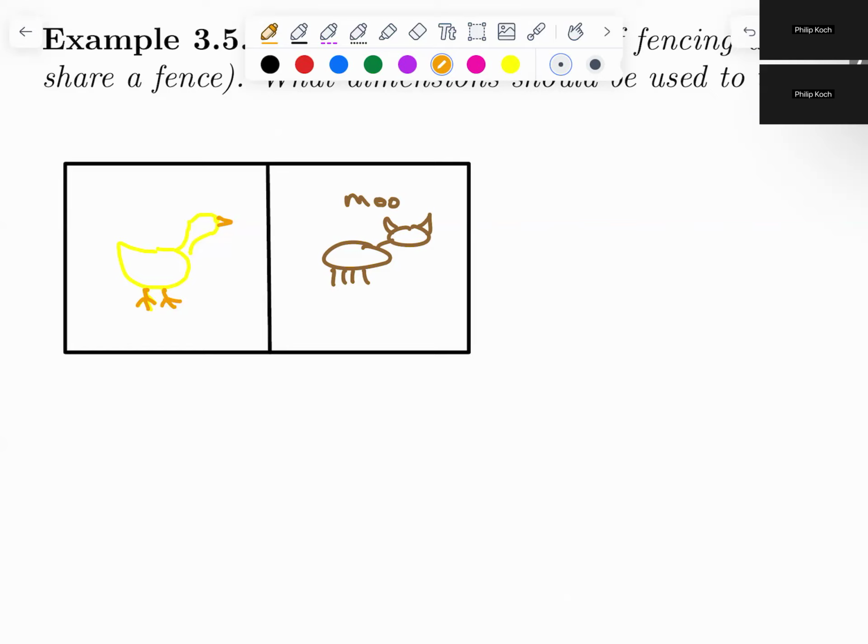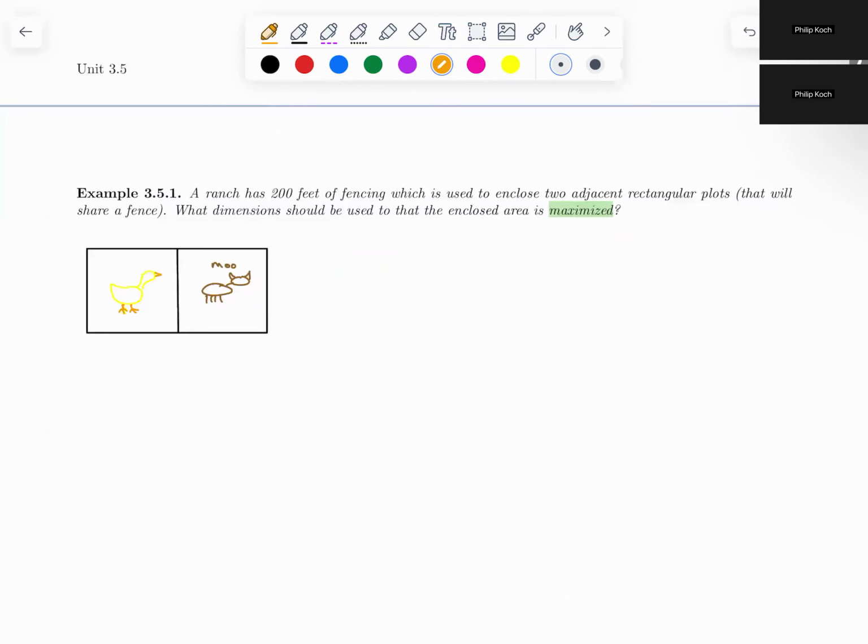Okay. We've drawn our picture. So we've got a rectangular plot. We don't know the dimensions. That's what's being asked. We're trying to find the dimensions that will maximize the area. So this is the fencing that's all around it. The black is the fencing. So I'll call this X. And then remember, this is also part of the fencing. The middle one is also part of the fencing. So that's X as well.